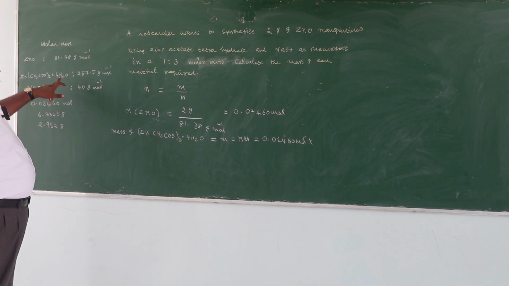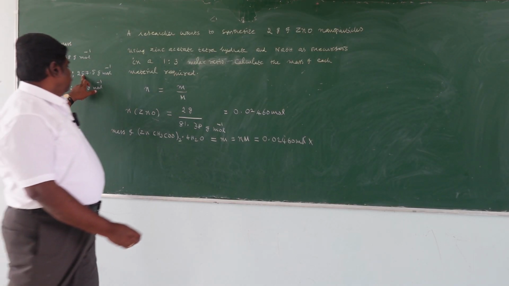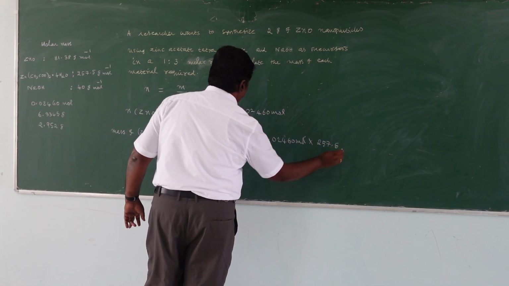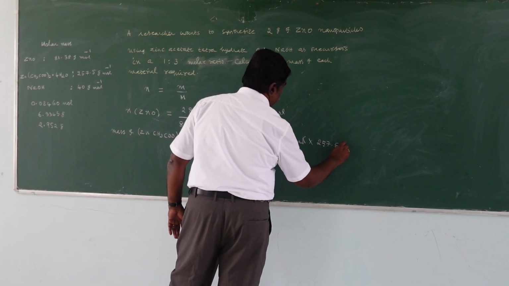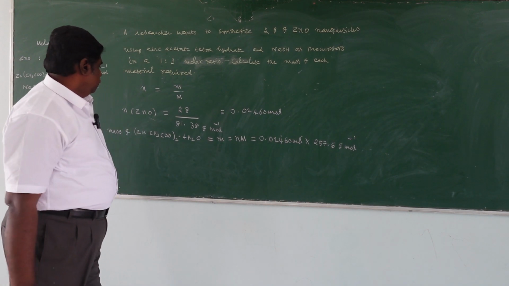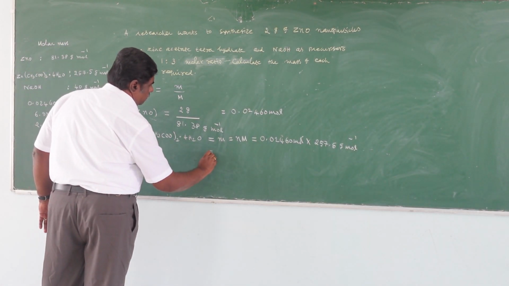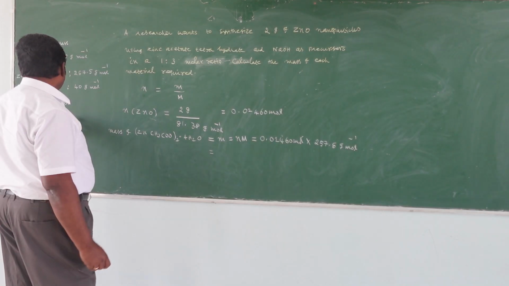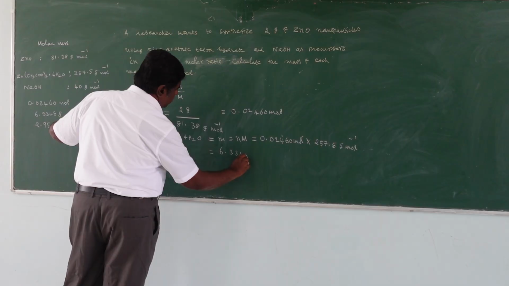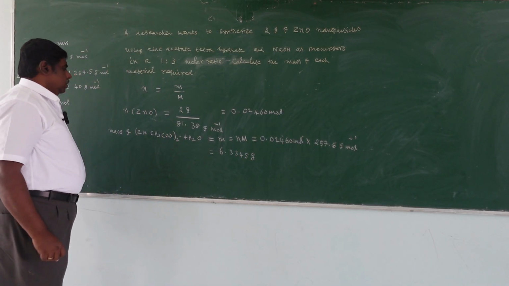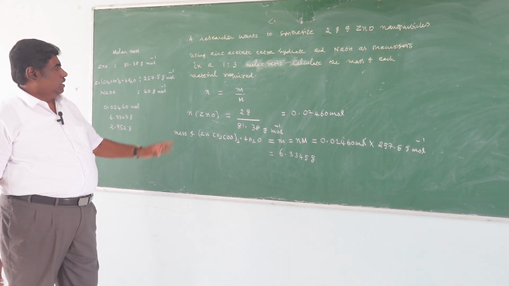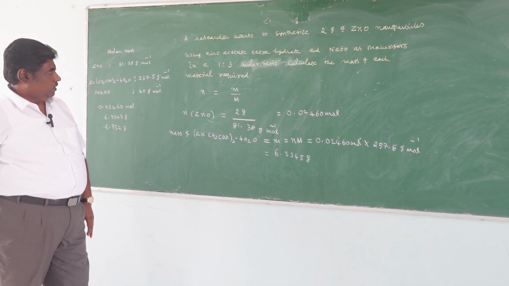the molar mass of zinc acetate tetrahydrate, which is 257.5 g mol^-1. If you simplify this, we can get 6.3345 gram. Therefore, we need 6.3345 gram of zinc acetate tetrahydrate.